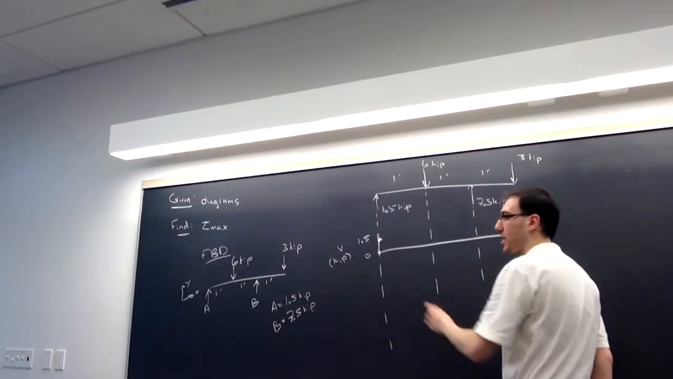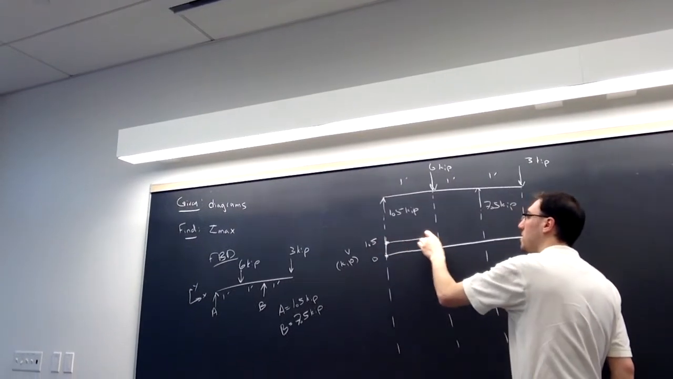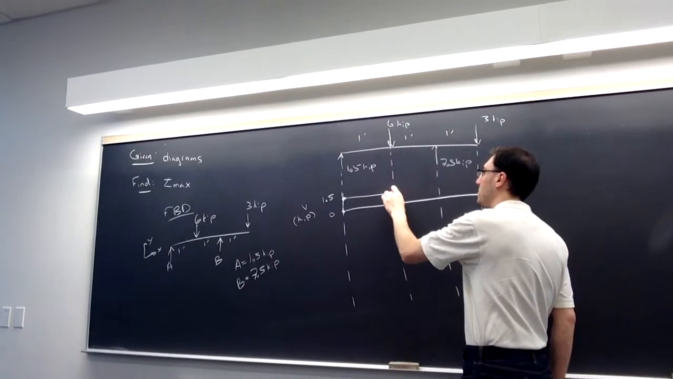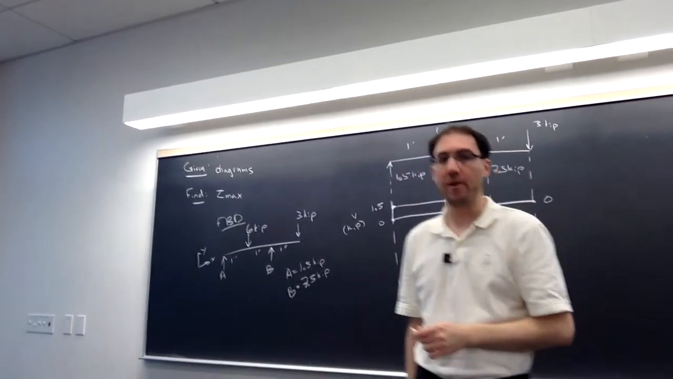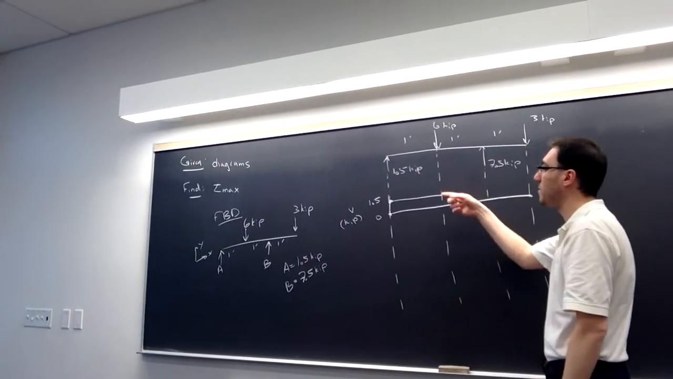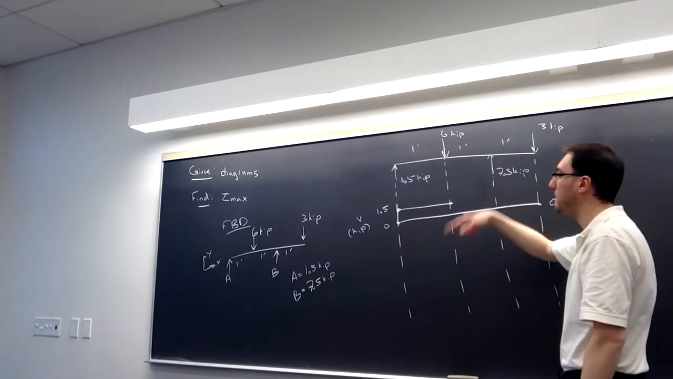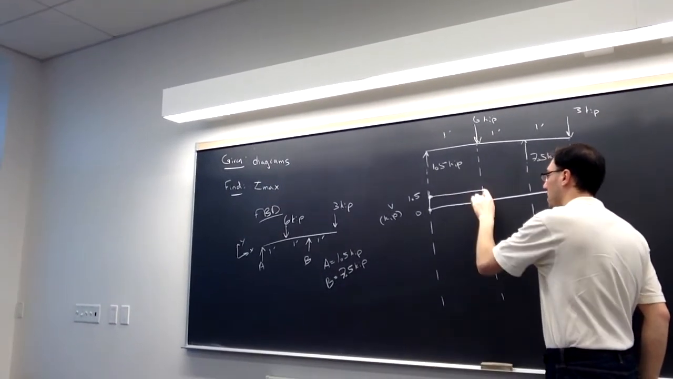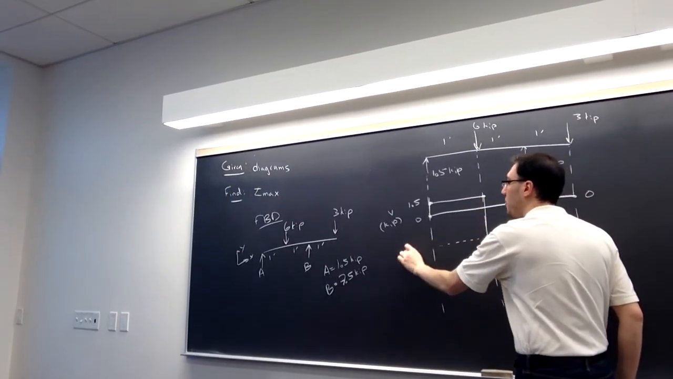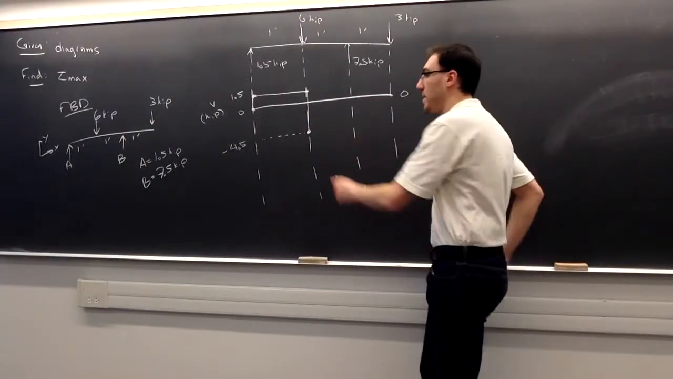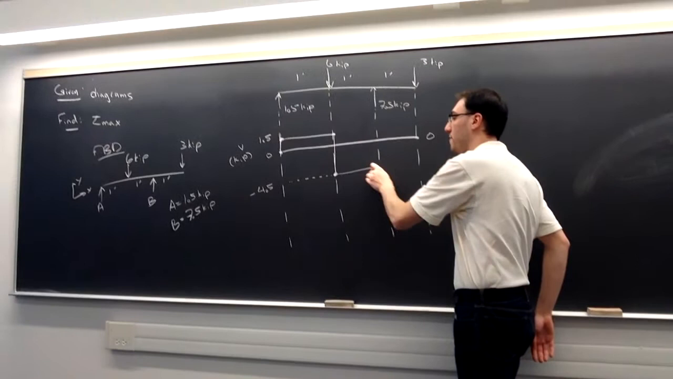Between these lines, nothing happens, so I'm going to remain stationary at 1.5. 1 foot in, I have a point load of 6 kip, so I'm going to drop down from 1.5 by 6, and I'm going to go down to negative 4.5 kip. Between the lines, nothing's happening, so I stay at negative 4.5 kip.